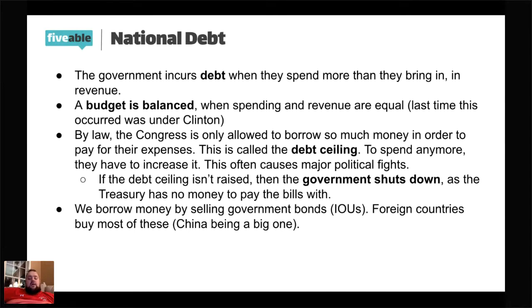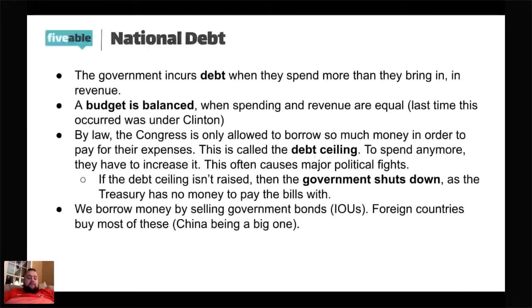Usually when the debt ceiling increase comes up, which is almost once a year, there are major political fights, because the opposite party says, we're not going to pass this unless you do X, Y, and Z. Last year, in the spring, when it was time for the debt ceiling to increase, the president basically said, I'm not signing any debt ceiling increase unless you give me the money for a border wall. And the Democrats said, we're not doing it.